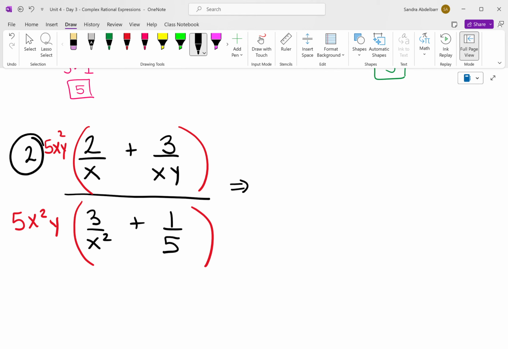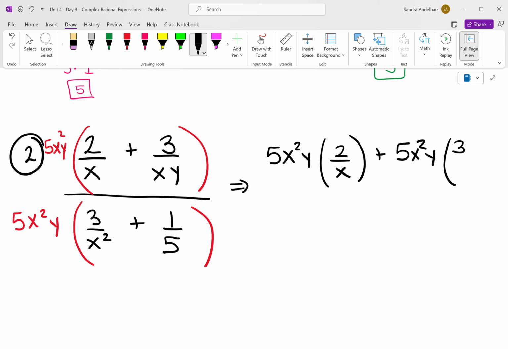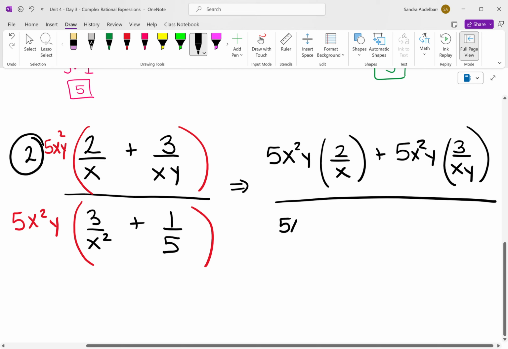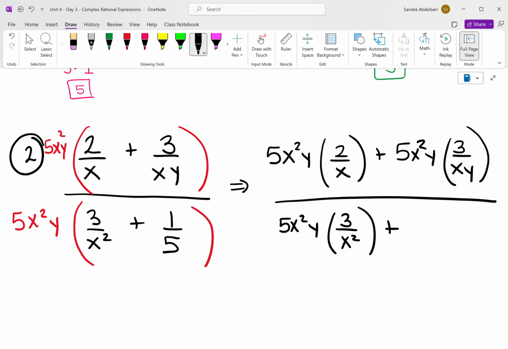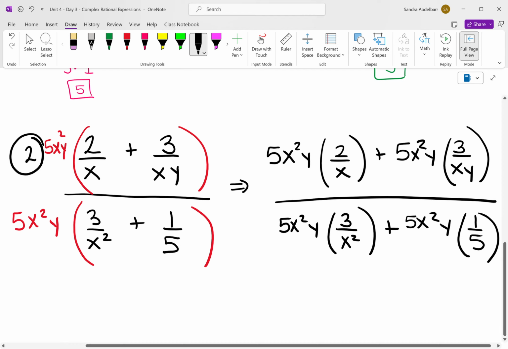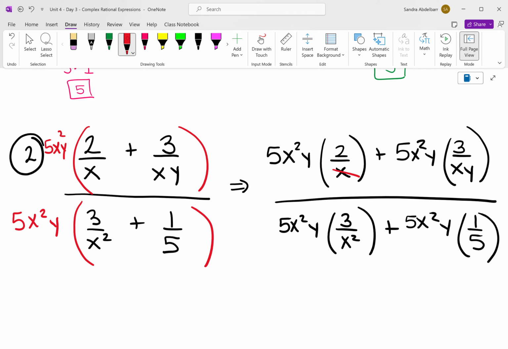Now that 5x squared y gets multiplied by everything inside the parentheses, right? We have to sort of distribute that in. So this is going to be 5x squared y times 2 over x plus 5x squared y times 3 over xy, over 5x squared y times 3 over x squared plus 5x squared y times 1 over 5. And now we simplify.